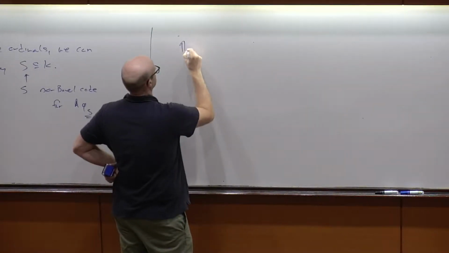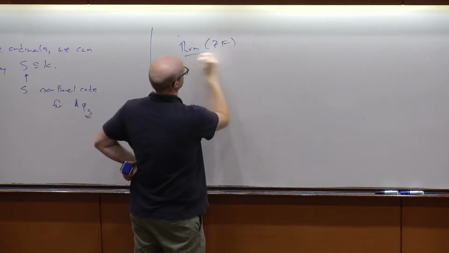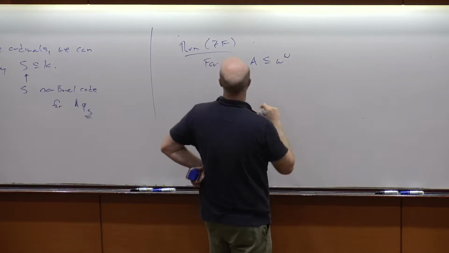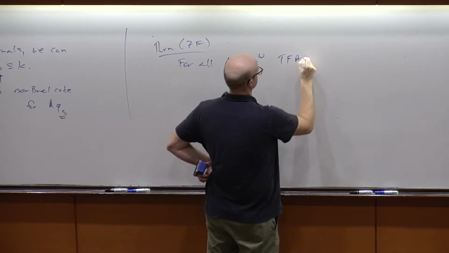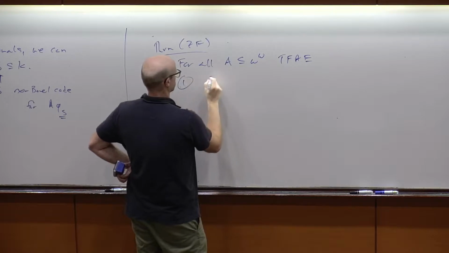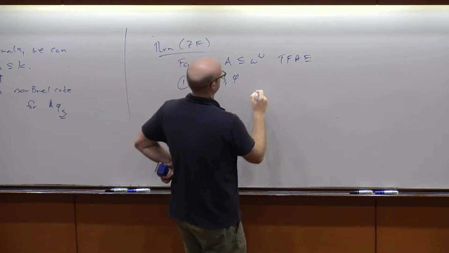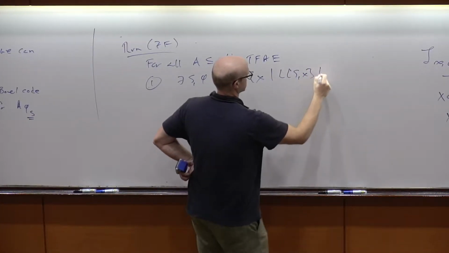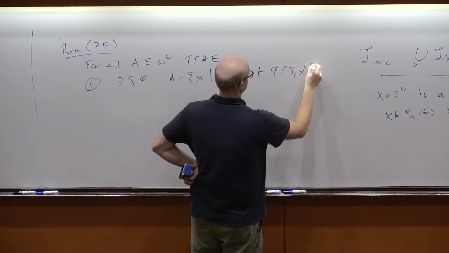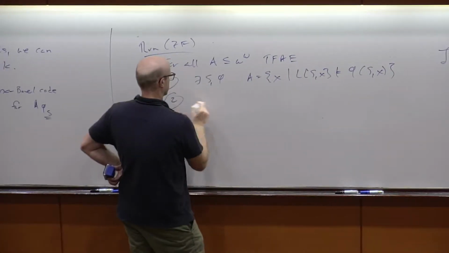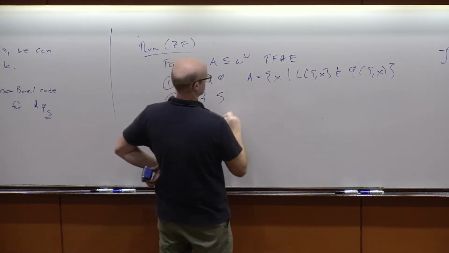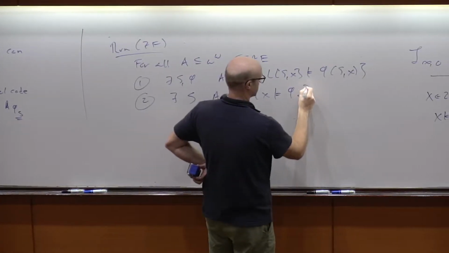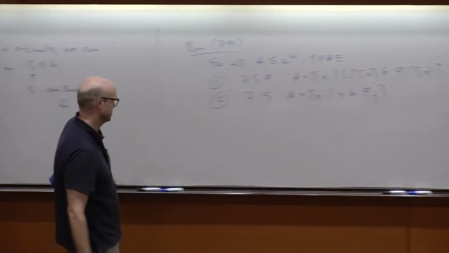So, there's a theorem just under ZF, right? For all A contained in the Baire space, the following are equivalent. Well, there's just two things. One is there exists an S and phi such that A is the set of X such that L of S and X satisfies phi of S and X. And the other is that there exists an S such that A is the set of X such that X satisfies phi sub S. All right, so these two definitions are the same.